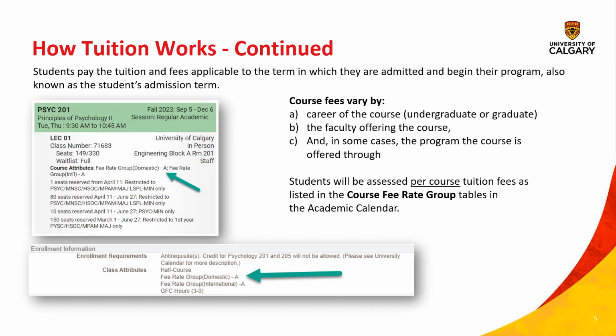You can see the specific fee rate group a course falls under in the class details, either in the visual schedule builder or through searching the class details through the course search function in the Student Center. The primary thing that we're wanting to communicate here is that your tuition is directly related to your course enrollment or program progression. Adding or dropping classes will directly impact the fees that you're responsible for.